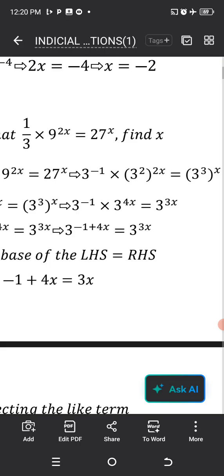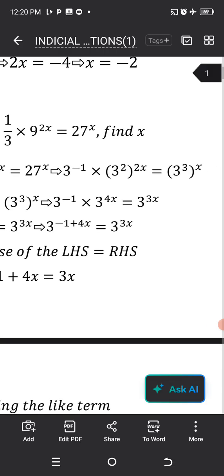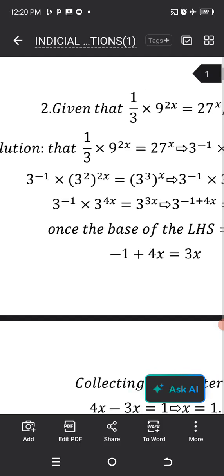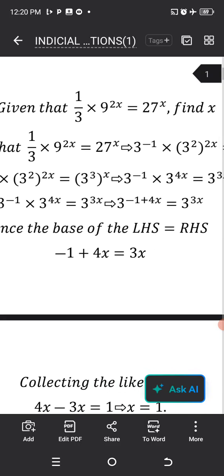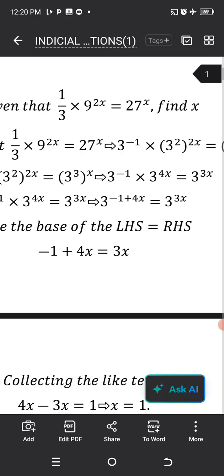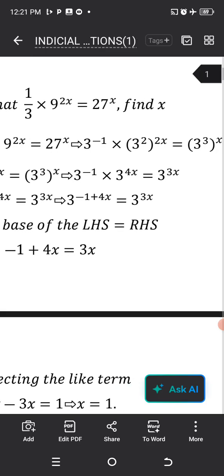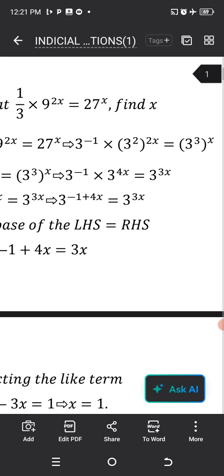Everything all raised to power what? 2x. And the one at the right hand side, which is 27 raised to power x, has eventually changed to what? 3 raised to power 3 inside parentheses, everything raised to power x. So you will see that in the next line, this has been simplified further, that what? 3 raised to power minus 1 multiplied by 3 raised to power 4x equals what? Equals 3 raised to power 3x.